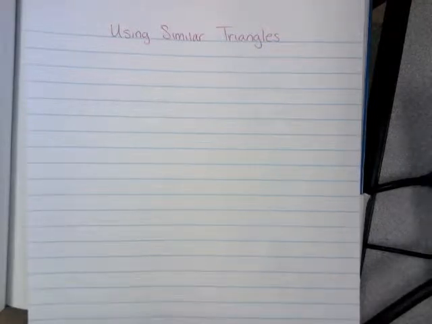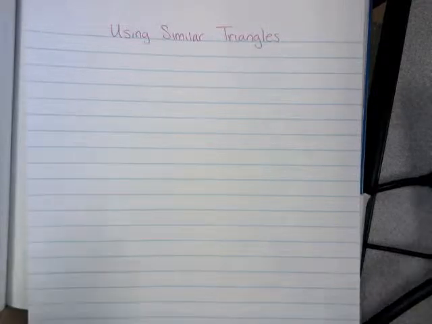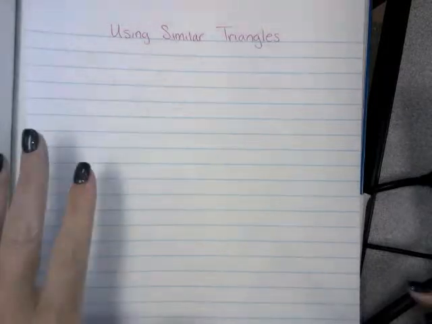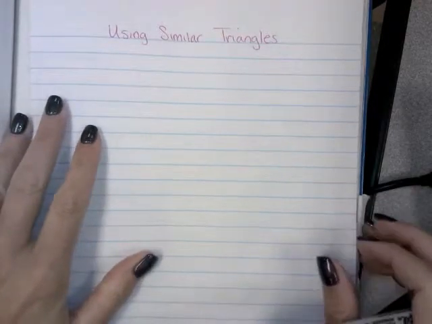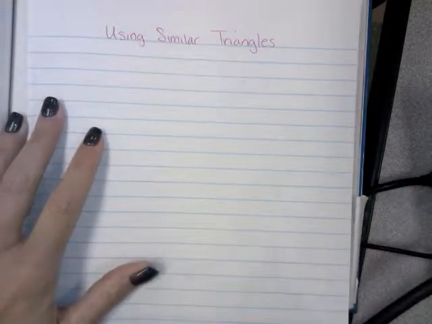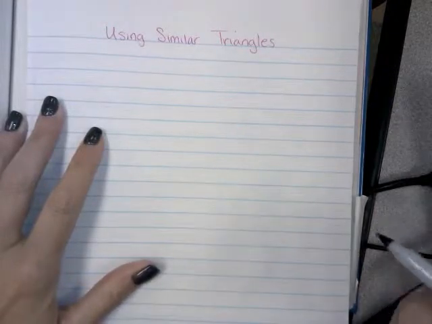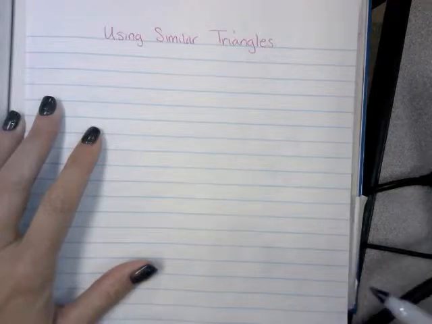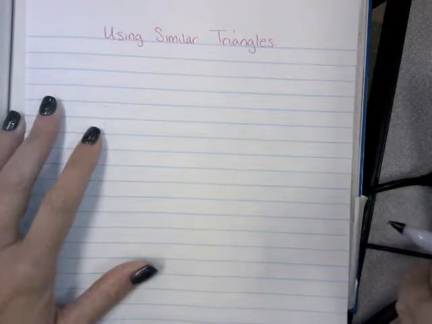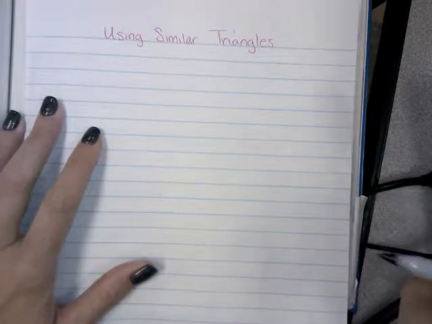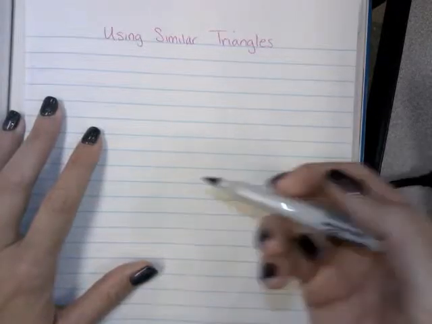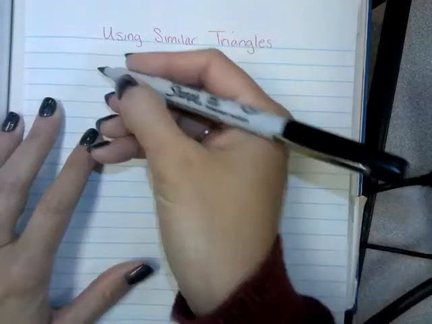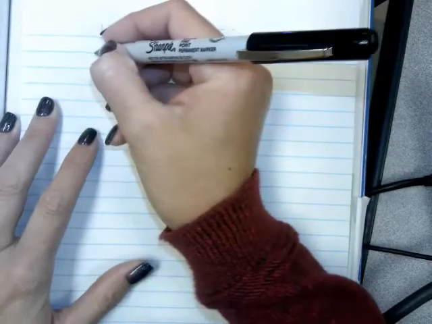All right, to end Unit 3, we're actually going to take a look at how we can use similar triangles in indirect measurement. If you recall, similar triangles were triangles that were the same shape, but different in size. And because they were the same shape and just different in size, their angles are the same and their side lengths should be proportional.